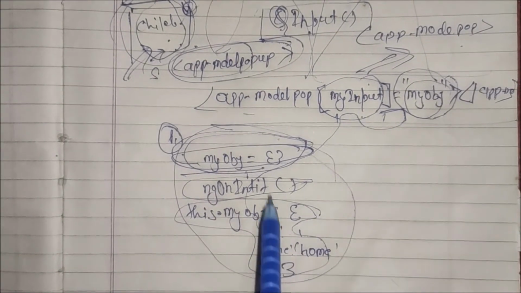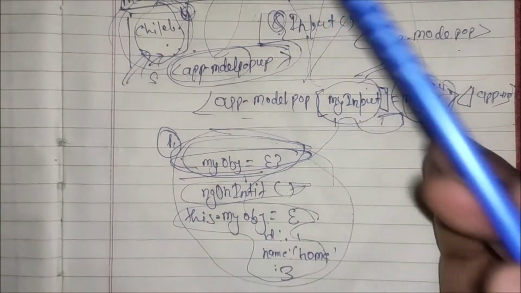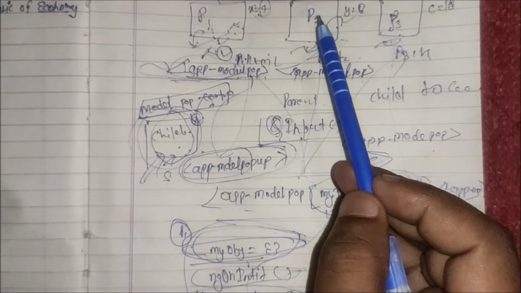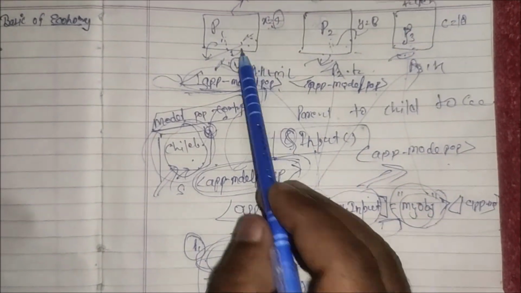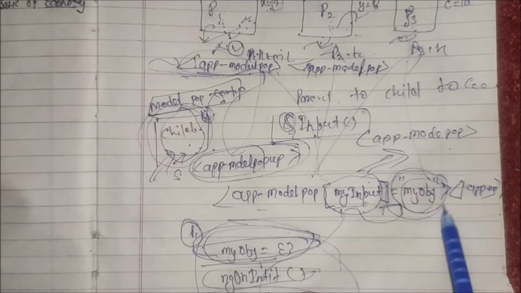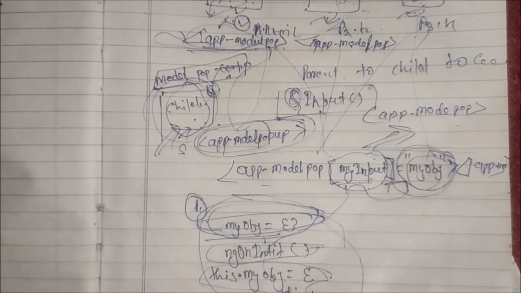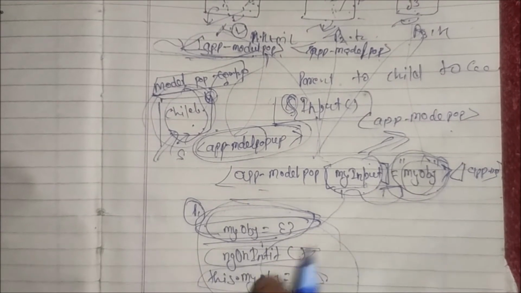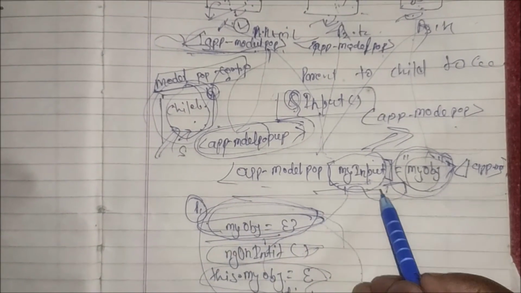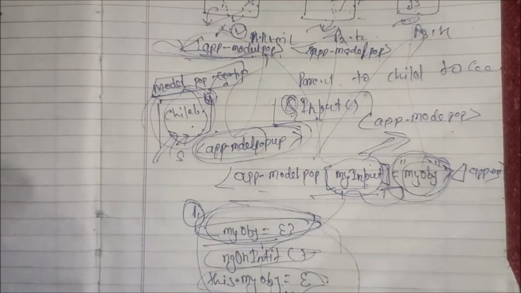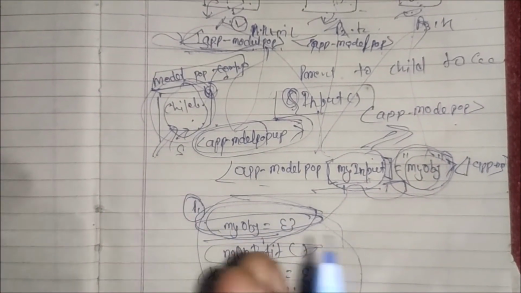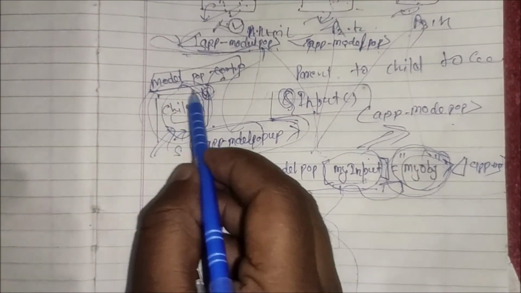This process I will implement the same on these three components, P1, P2, P3, and after that pass the value of my input here. That means we set the value in the parent component on page load and set the value in the child component HTML like that. After completing this process, we will move to the child component here.